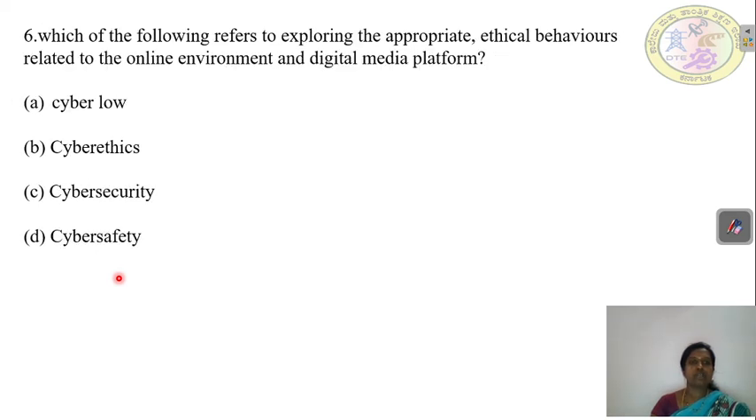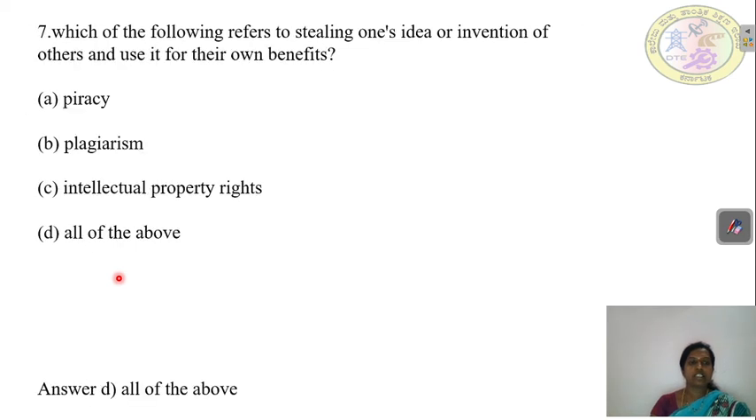Sixth question. Which of the following refers to exploring the appropriate ethical behaviors related to the online environment and digital media platform? A, cyber law, B, cyber ethics, C, cyber security, D, cyber safety. B, cyber ethics. Seventh question. Which of the following refers to stealing one's idea or invention of others and using it for their own benefits? A, piracy, B, plagiarism, C, intellectual property rights, D, all the above. Answer D, all the above.